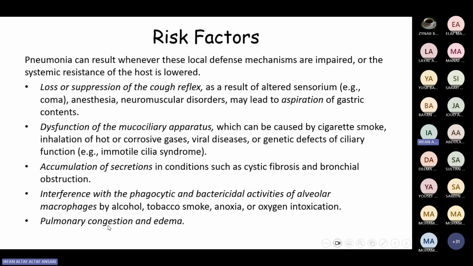Whenever there is pulmonary congestion or edema, any condition which leads to pulmonary edema or congestion, like congestive heart failure, there is fluid in the lung. This fluid will provide a culture media for bacteria or viruses to grow inside the lung. So these are the risk factors. So there is a local defense mechanism dysfunction. Okay.